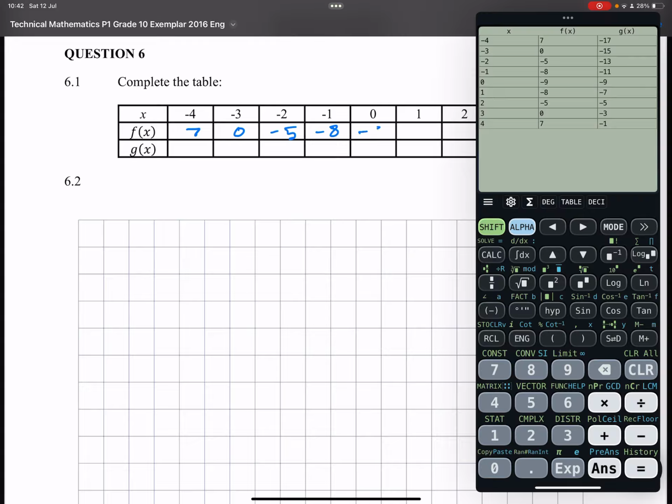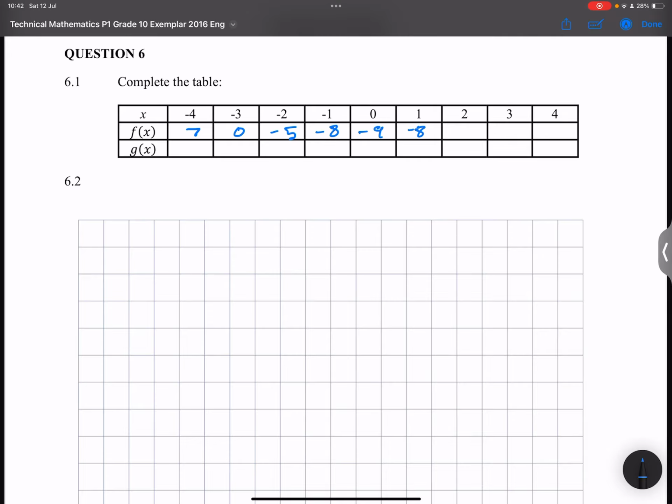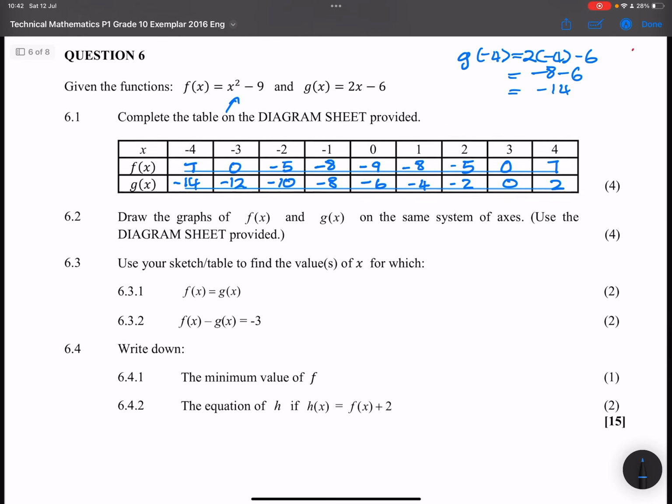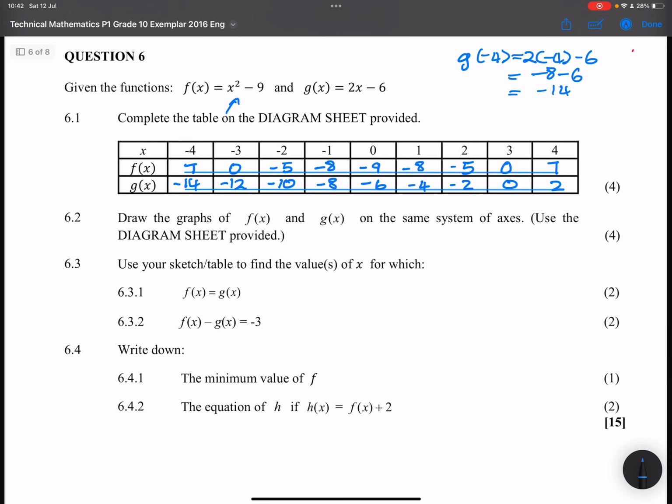We had -9. We had -8 again. Okay, so it repeats on the other side, right? So -8, -5, 0, as well as 7. Okay, so on the values for g of x, I'm going to take the proper values. That's -14.